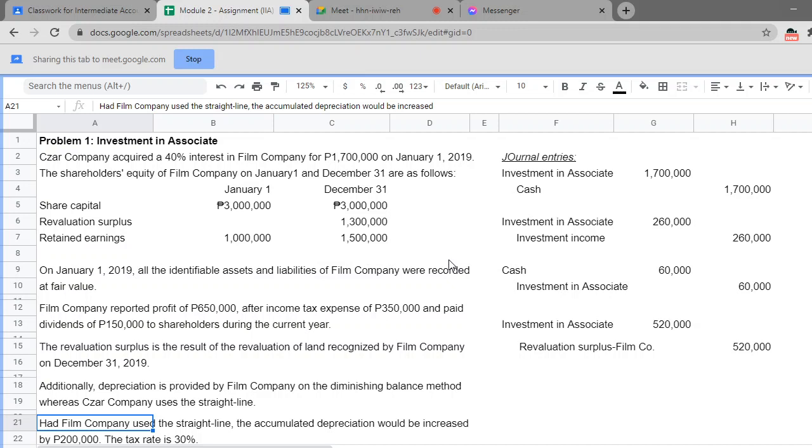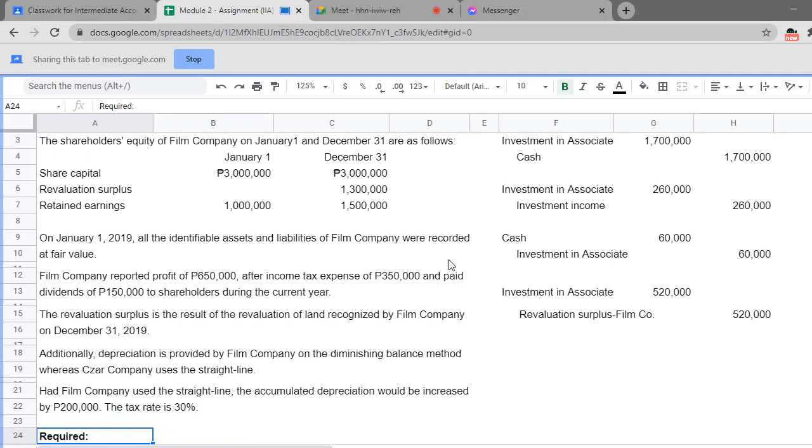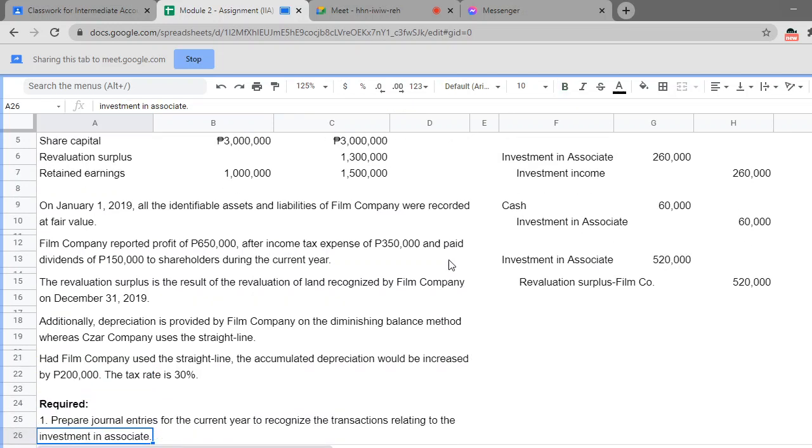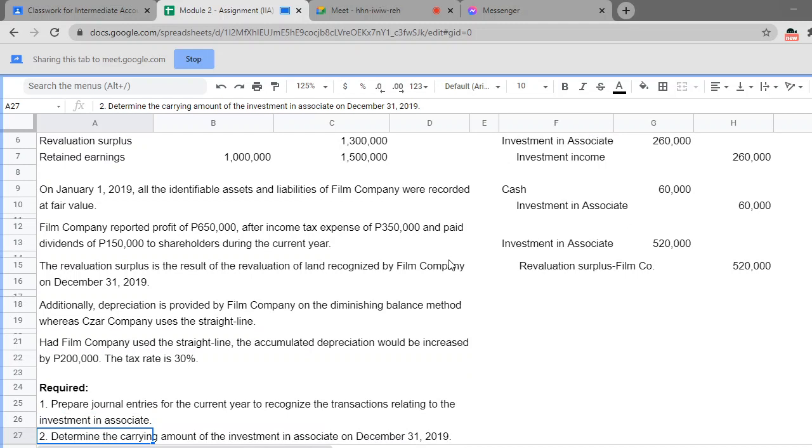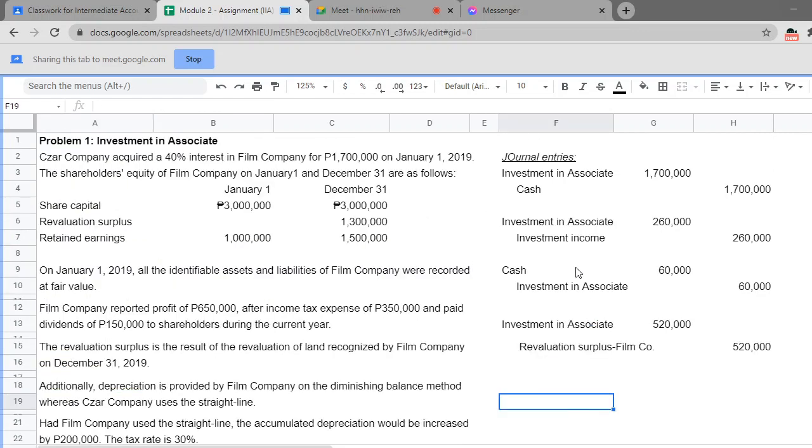But, does this need an adjustment? Actually, the standard says, hindi mo na kailangang i-adjust. Kung para kay Caesar, mas justifiable na straight line ang gamitin, then go, straight line. Pero kung para kay Film, ang justifiable na method is diminishing balance or ibang method, then go. Yun pa rin ang gagamitin. So, wala tayong gagawing adjustment sa income na 650,000. So, that's it for our journal entries.